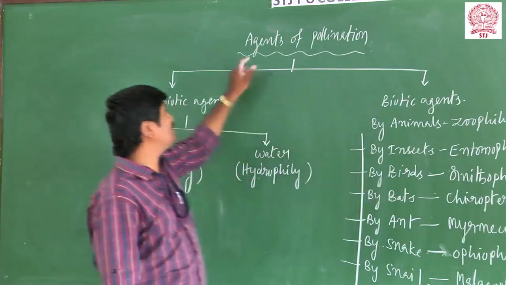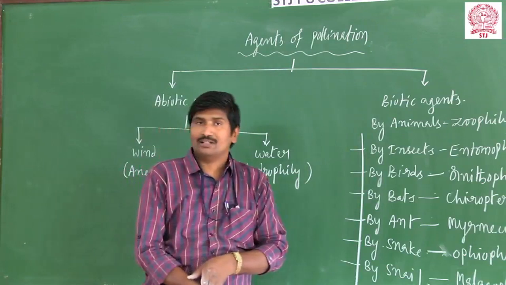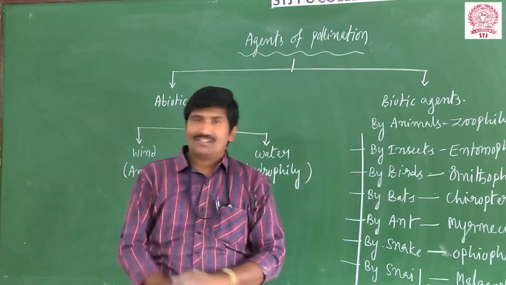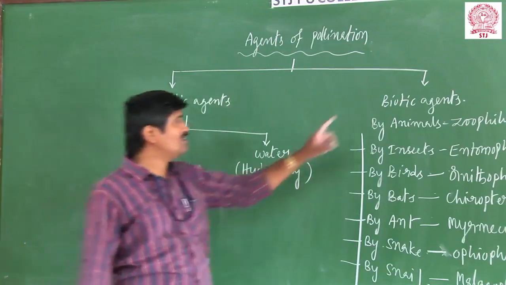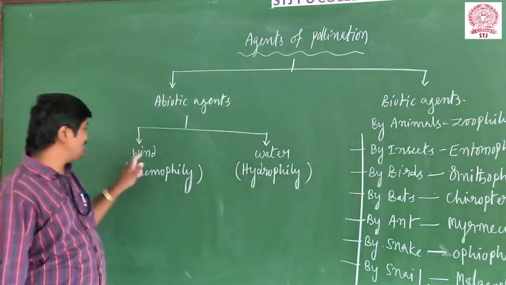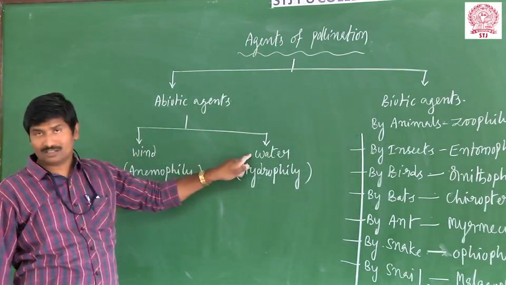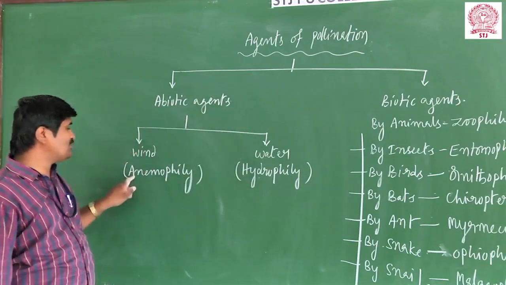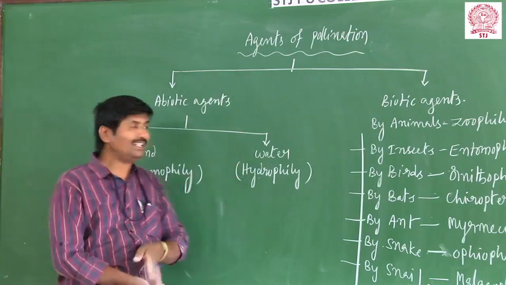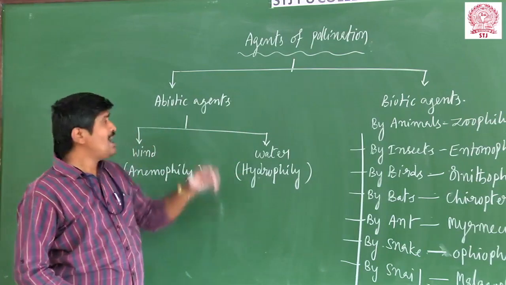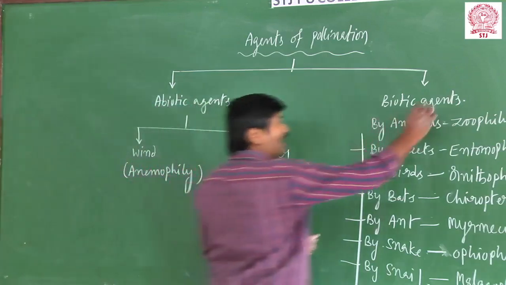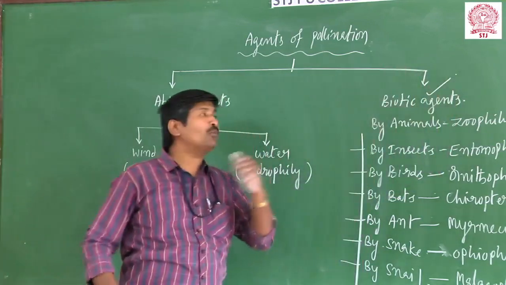See here, these are the agents of the pollination. So pollination takes place by two agents, that is abiotic agents and biotic agents. What are abiotic agents? Wind and water. The pollination by the wind is known as anemophily. The pollination by the water is known as hydrophily.